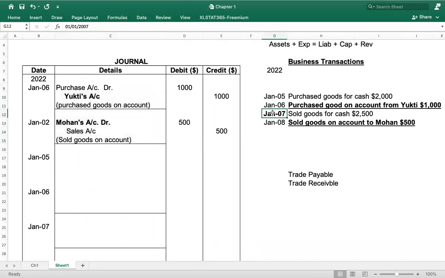Can you tell me what is the accounting equation? Asset plus expenses equals liabilities plus capital plus revenue. So the entire accounting is based on this equation. Liability, capital and revenue are credit side; asset and expense are debit side. And for increase and decrease, you understood what the rules are, right?